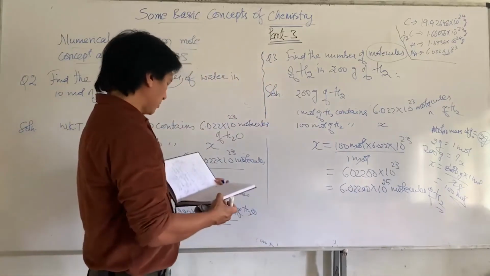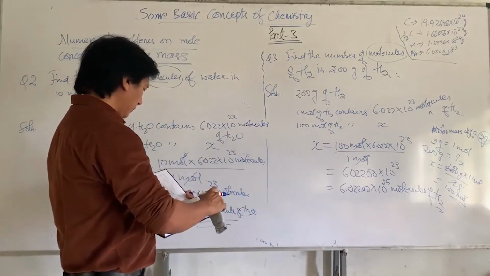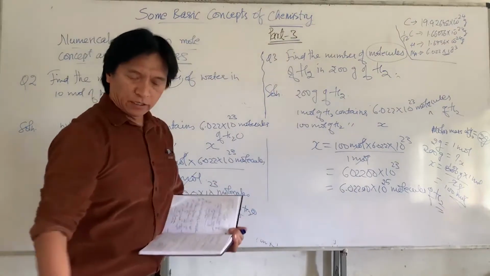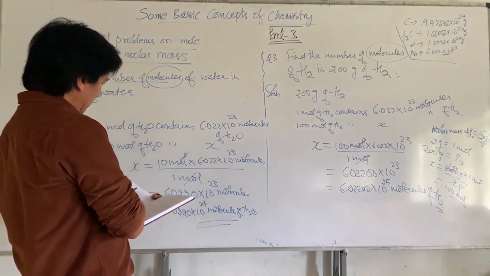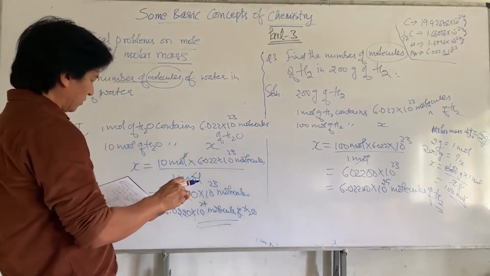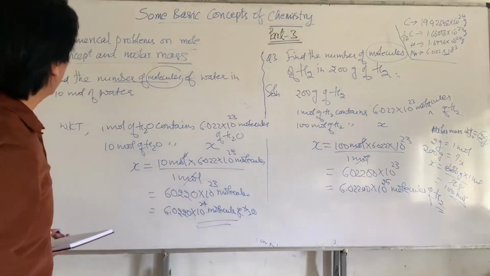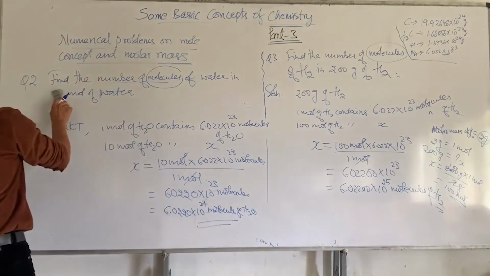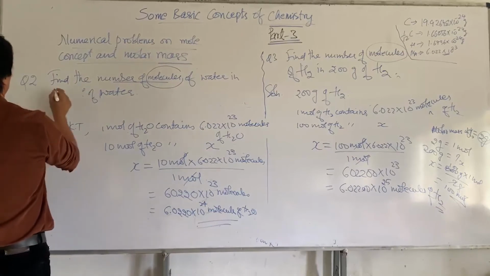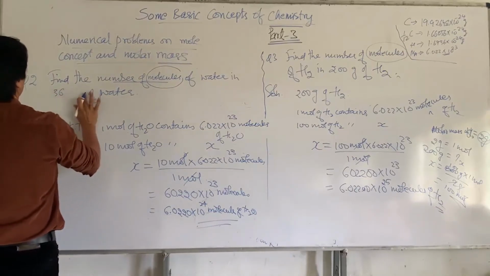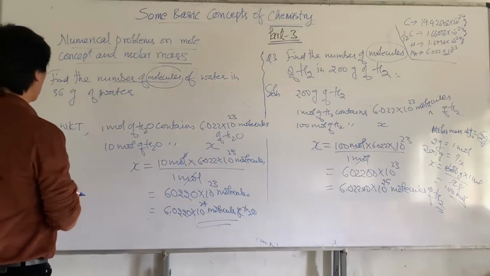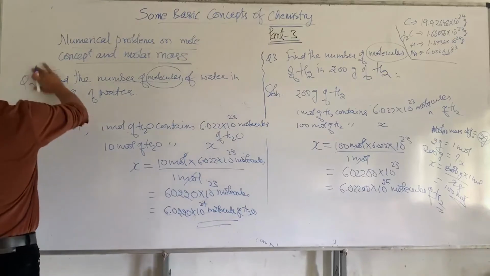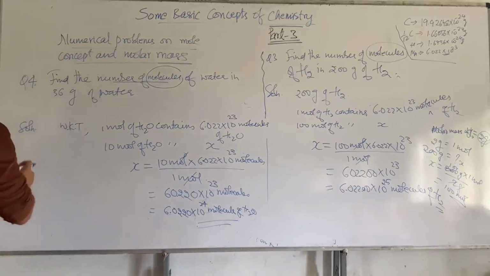Now the next part is, we will now move on to finding the number of molecules of water in 36 grams of water. This is what I put now. So let's see. This is your problem number 4. Number of molecules of water in 36 grams of water.